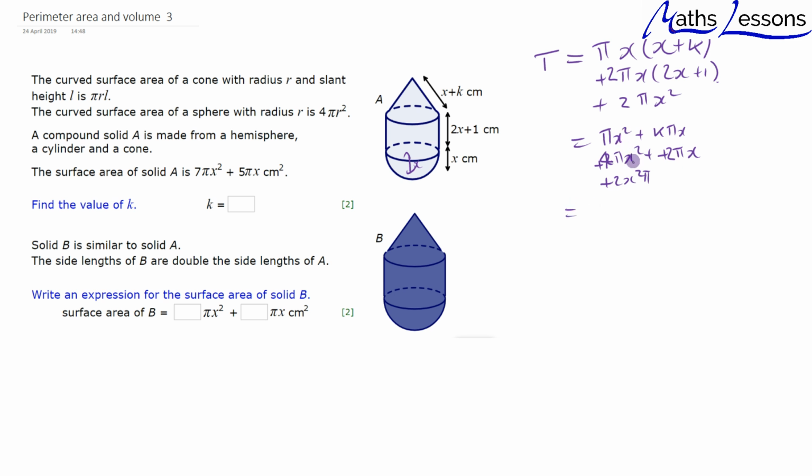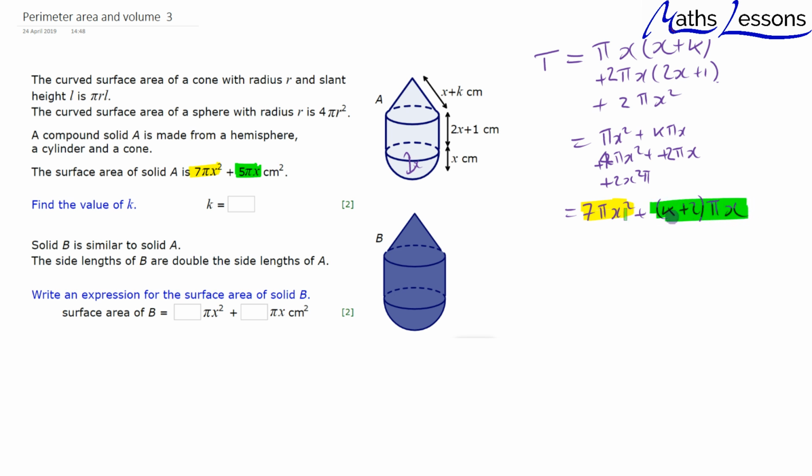So if I add up all the pi x squareds, I get 1 plus 4 plus 2, which is 7 pi x squared. And then adding up all the pi x's, I've got pi x k plus 2 pi x. So I've got k plus 2 lots of pi x. Okay, sorry about that mistake. So what we can see is this matches up perfectly with this. So therefore this needs to match up with this.